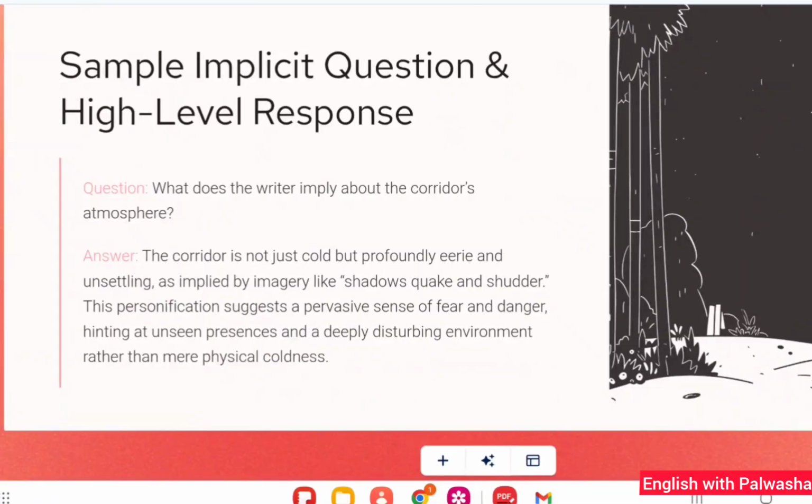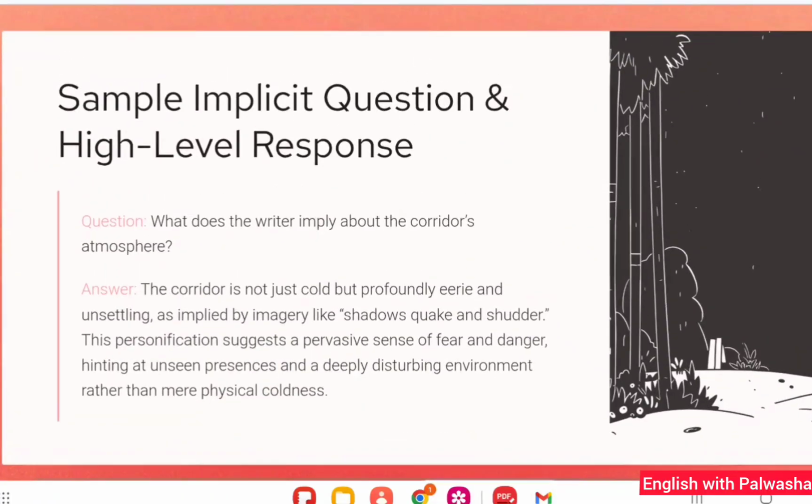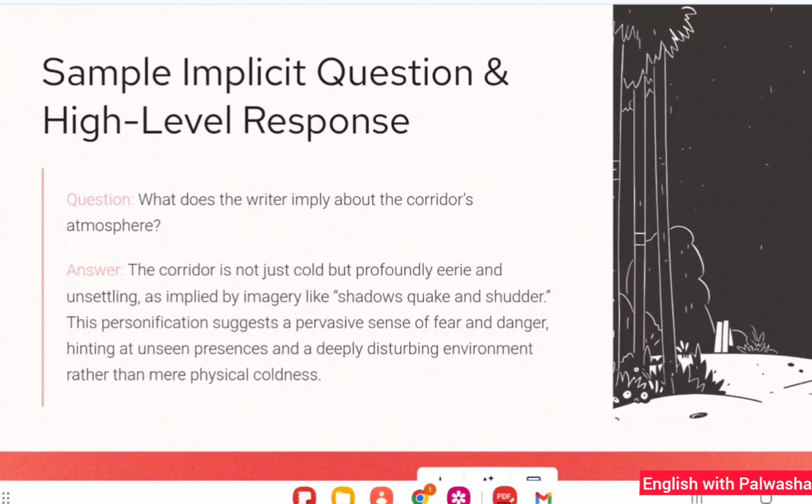So there are some sample implicit questions and high level responses as well, I'm sharing with you. Please just take screenshots, write down, practice such kinds of questions. What does the writer imply about the corridor's atmosphere? Let's suppose, this should be your answer, where you can easily achieve A star. The corridor is not just cold but profoundly eerie and unsettling, as implied by the imagery. See, the figurative language being used, like shadows quake and shudder. Now you are using this example from the text.